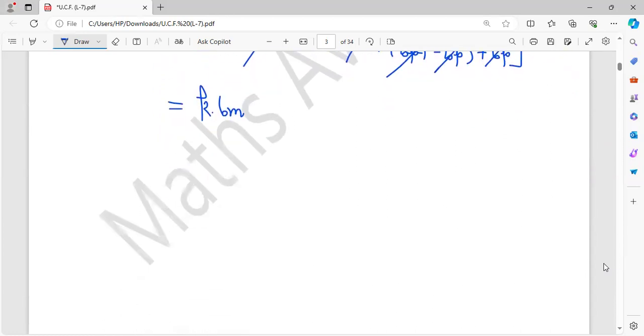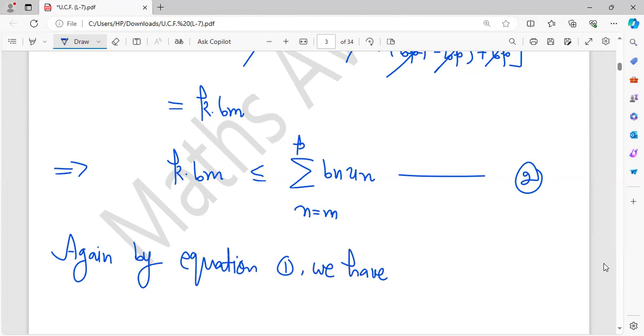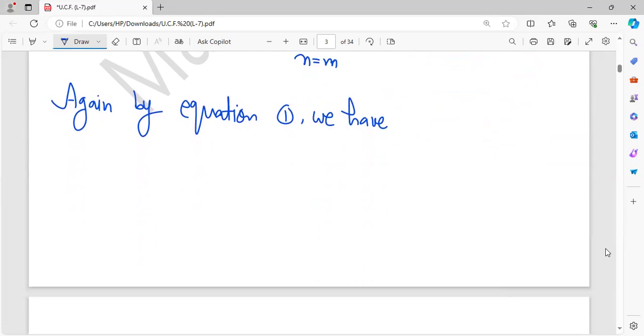Okay. So what we got? We got k times Bm is less than or equal to the summation n goes to m to p of Bn Un. Let's call this equation number 2. Again, by equation 1, we have, again you write equation number 1.